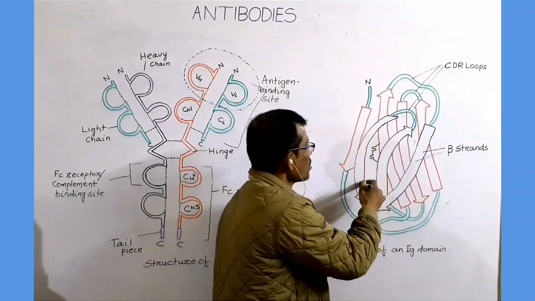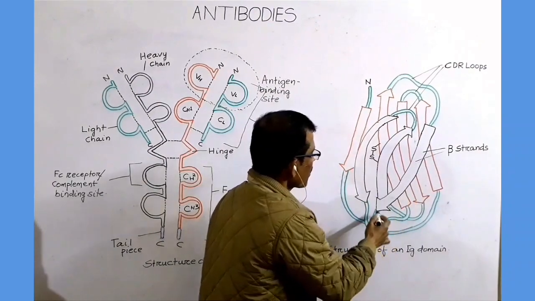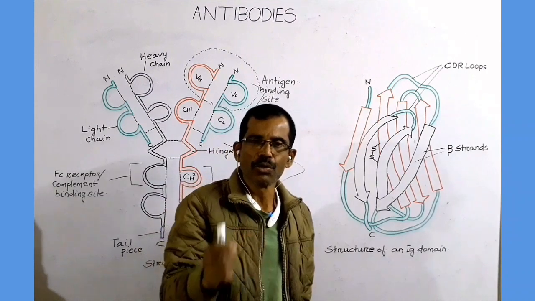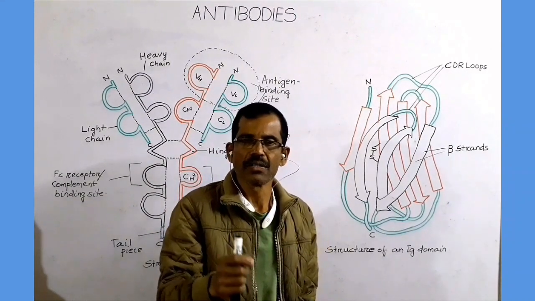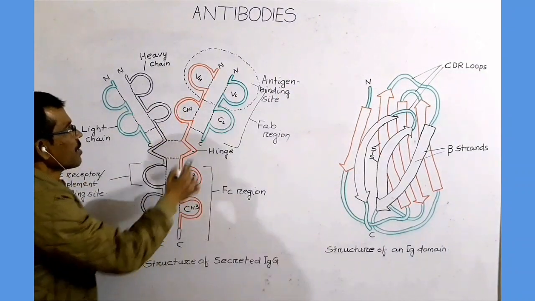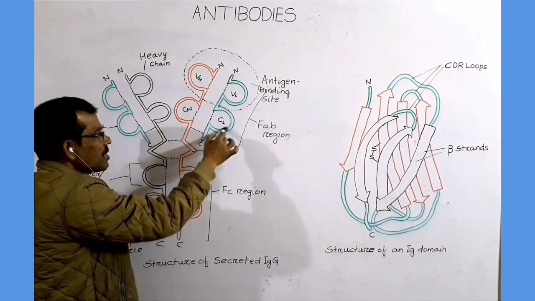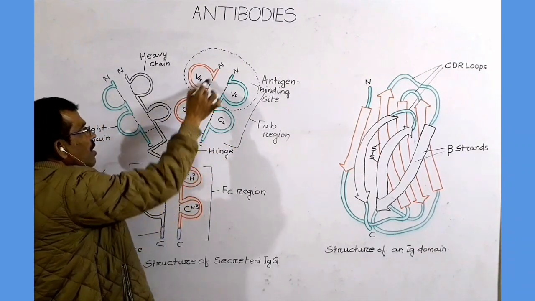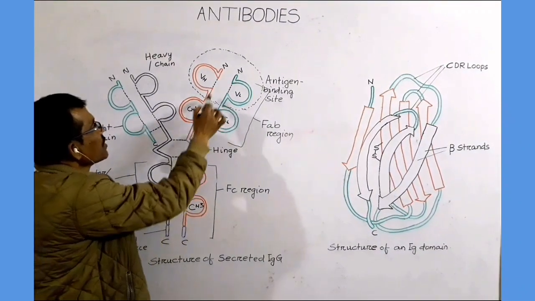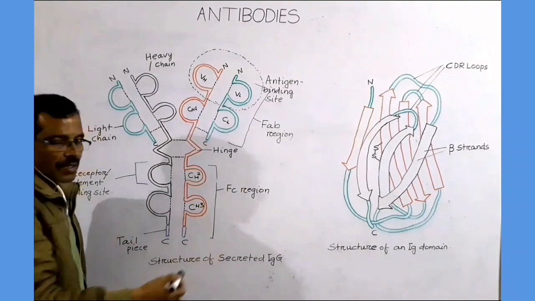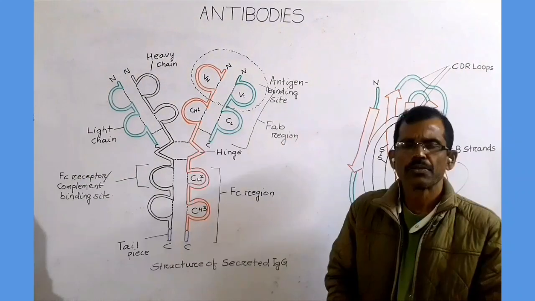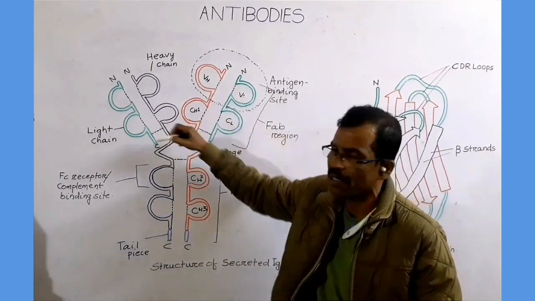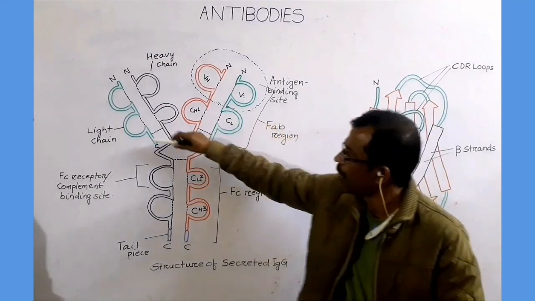In a beta-pleated sheet, adjacent polypeptide chains are connected by short loops. It is the amino acids in some of these loops which are critical for antigen recognition. In this figure, this is an Ig domain and this is another Ig domain. Similarly, in the heavy chain also, these are the Ig domains. And this is the disulfide bridge which connects the two layers of beta-pleated sheet. So, in an antibody molecule, both the heavy chain and the light chain contain a number of Ig domains.